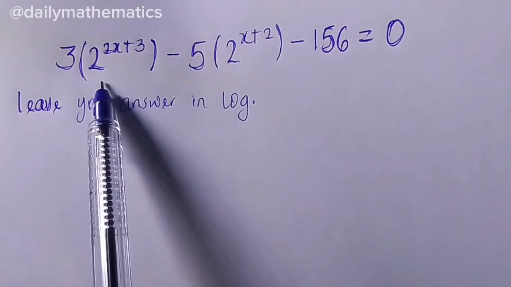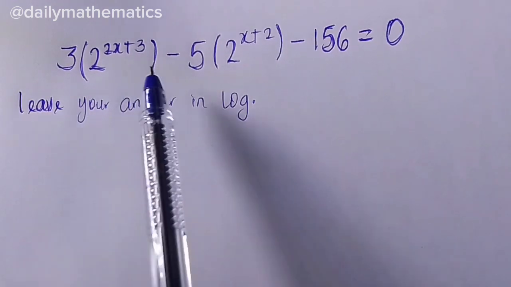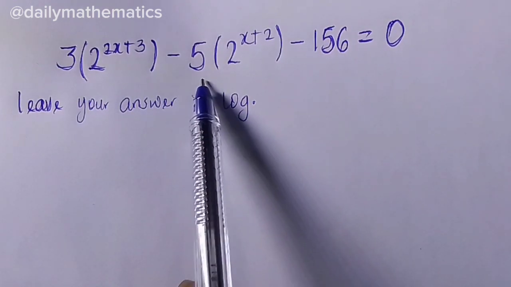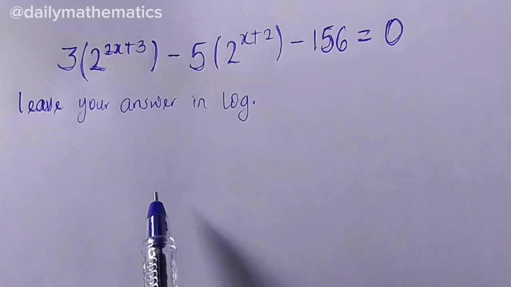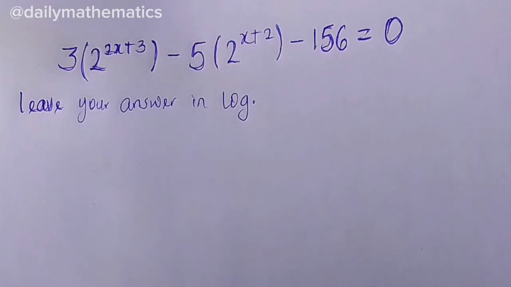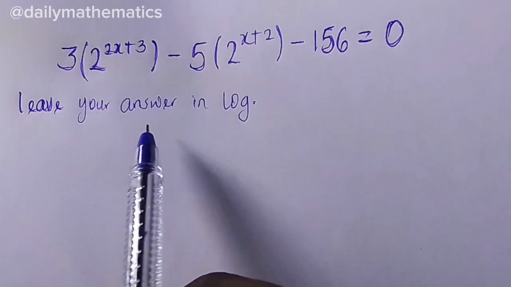3(2^(2x+3)) − 5(2^(x+2)) − 156 = 0. Find x, leaving your answer in log.